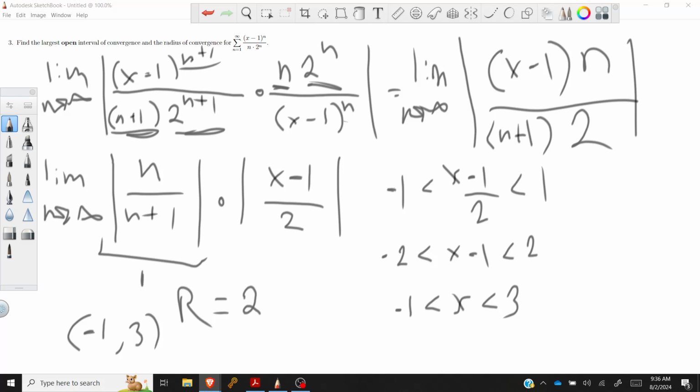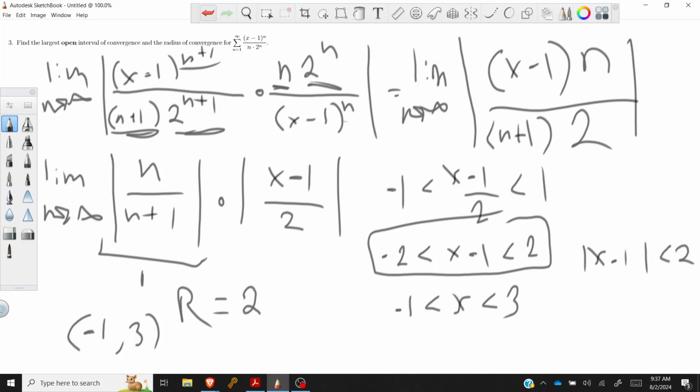All right, so we're able to evaluate this because of this identity here. The absolute value of x minus 1 is less than 2. So our radius, our change in x values, must be 2 within this interval.